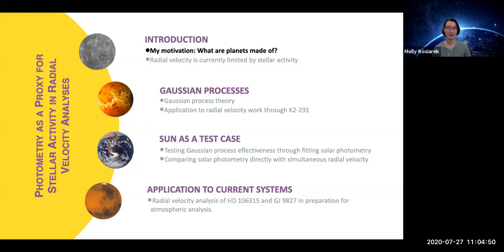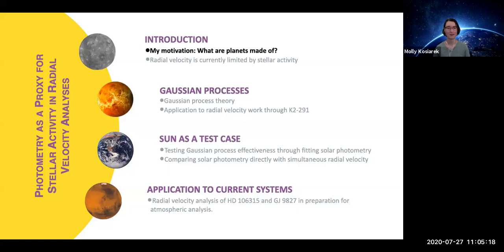Here's the outline for my talk today. I will first introduce my scientific motivation, so really the question of what are planets made of, and describe how stellar activity is impacting our ability to measure planet masses and understand compositions. Then I will introduce Gaussian processes and use the K2-291 system as an example application of how one could use Gaussian processes and photometry data to improve radial velocity results.